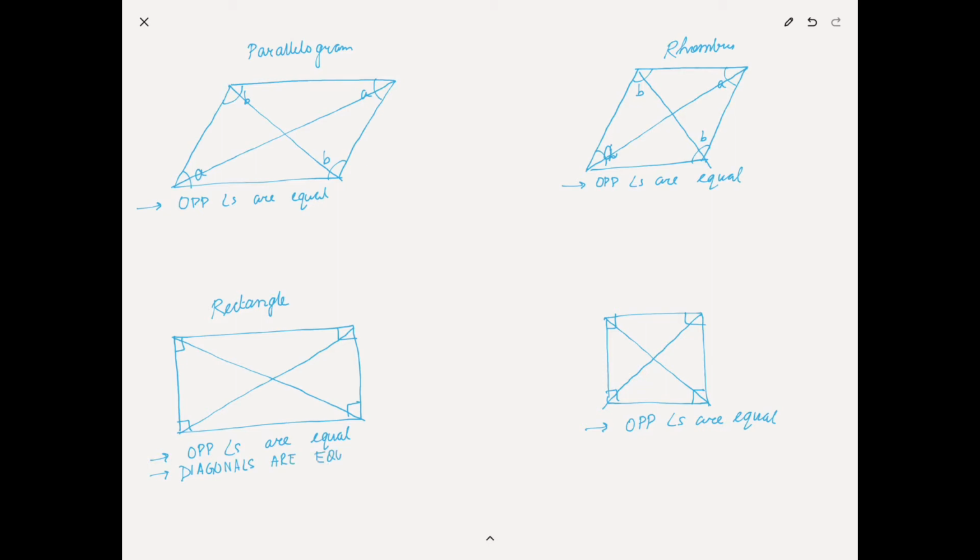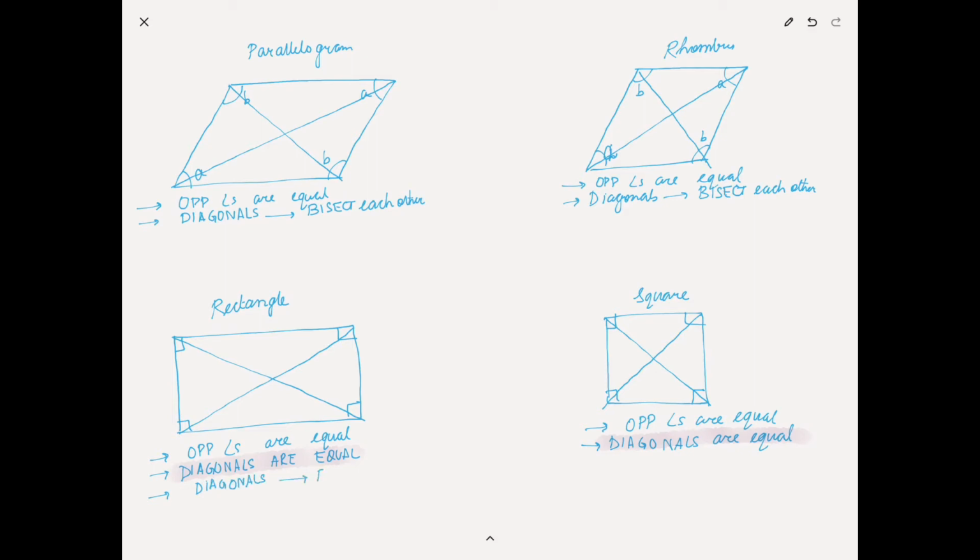The diagonals of a parallelogram, of a rhombus, of a rectangle and of a square, they all bisect each other. That means that they divide each other into equal parts. However, it is only the diagonals of a rectangle and a square that are equal in length as well. The diagonals of a rectangle are equal, the diagonals of a square are equal. However, the diagonals of all four of these shapes bisect each other, that means they divide each other into equal parts.